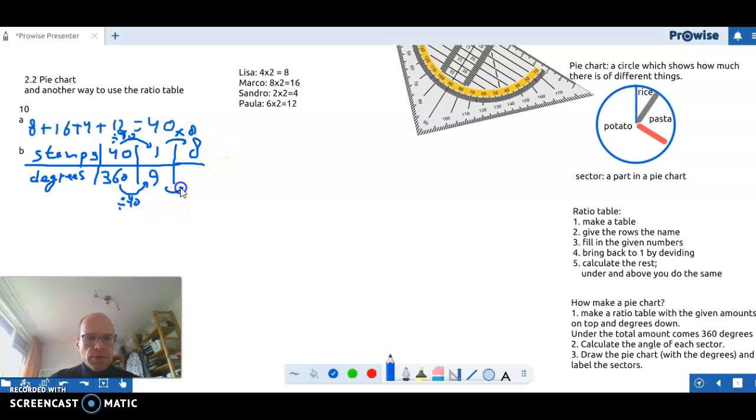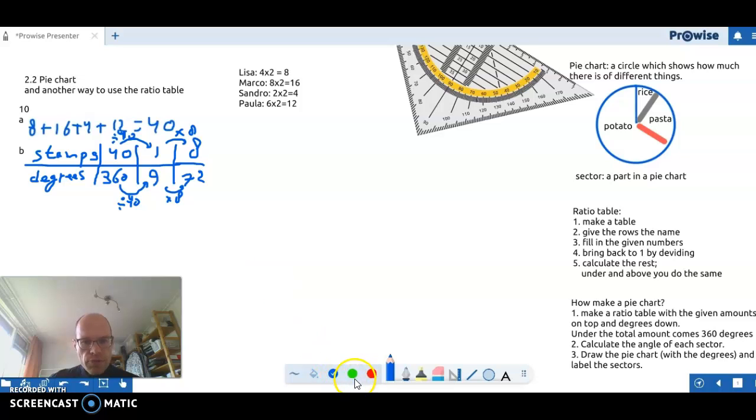And then on the bottom, we need to multiply by 8 as well. And so we just grab my calculator, and 9 multiplied by 8 is 72. So Lisa has 72 degrees. And with C, we need to redo the calculation for all the other ones for Marco, Sandro, and Paula.